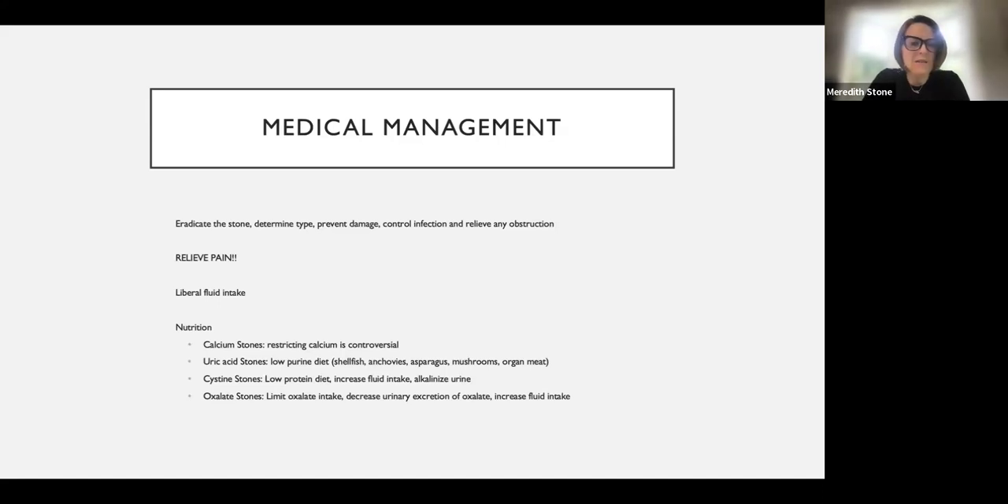But I say that someone who, I am not a urologist, but if I could do anything that might even potentially help, knowing how much pain it is to have a stone, I probably would follow that. Uric acid stones, you want to follow a low purine diet. Cysteine stones, a low protein diet, increase your fluid intake, things that will help to alkalinize the urine. And oxalate stones, limit oxalate intake, decrease urinary excretion of oxalate, and increase fluid intake.